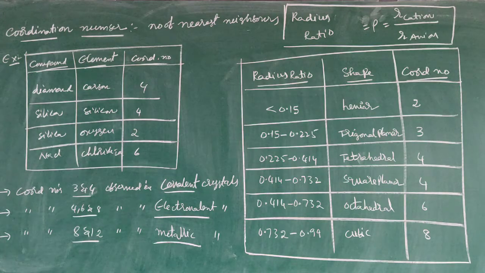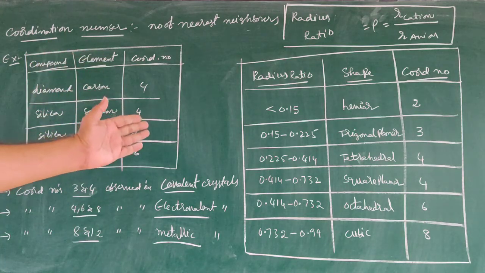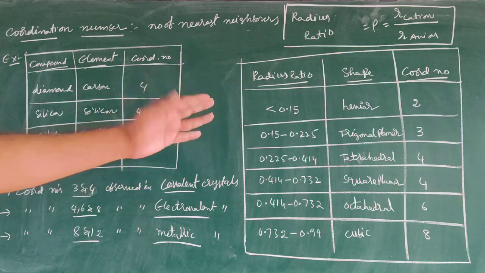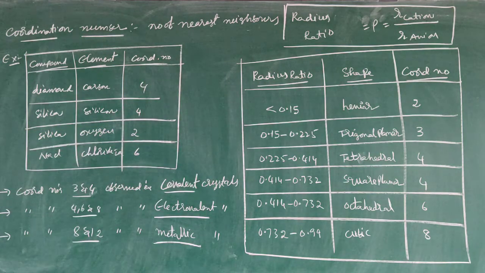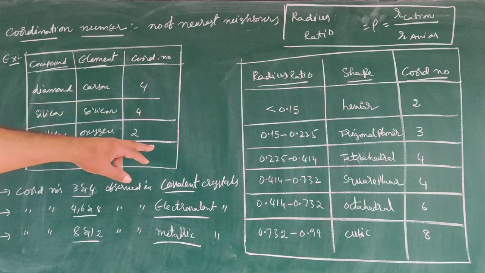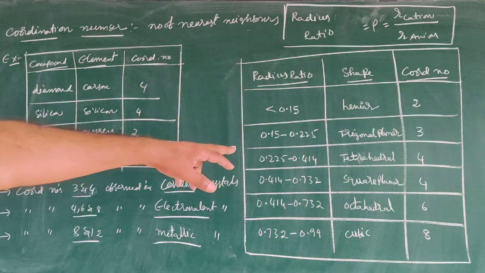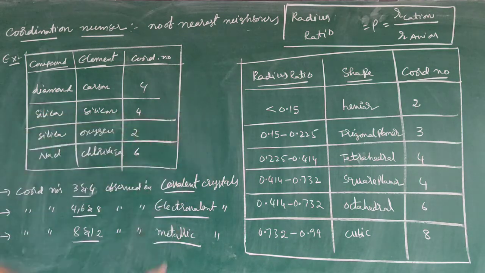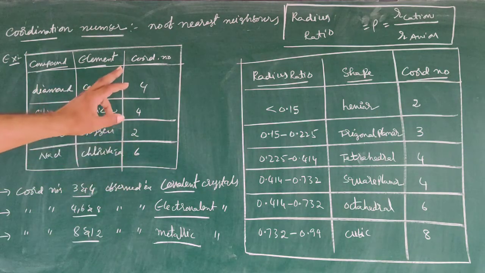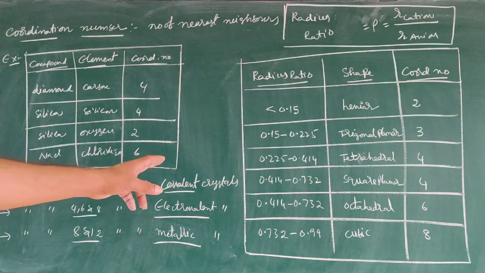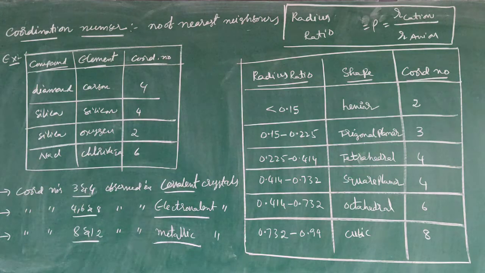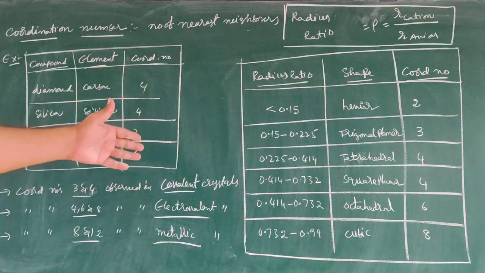Next one, with the radius ratio 0.414 to 0.732, the shape is square planar with coordination number 4. Please observe the difference between these two. Here the coordination number is the same, but the radius ratio is different, so the shape changes. Understand? If you observe the next one, the radius ratio is 0.414 to 0.732. It is octahedral with coordination number 6. So be careful with these three areas.